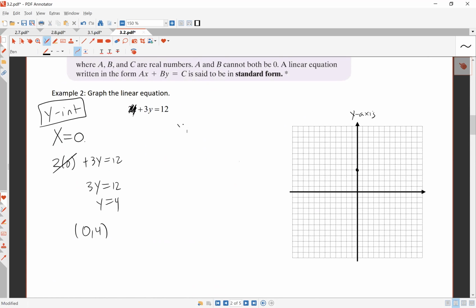If I set y equal to 0, then I get 2x plus 3 times 0 equals 12. That's just 0. Or 2x is 12 gives me 6. And when I plot that, I get 6, 0 there. And that's what we call the x-intercept.